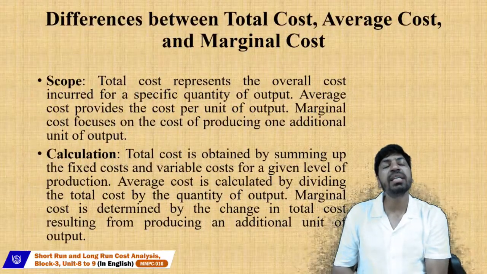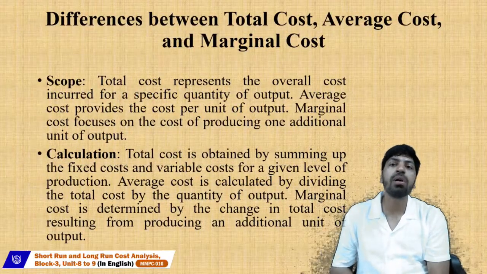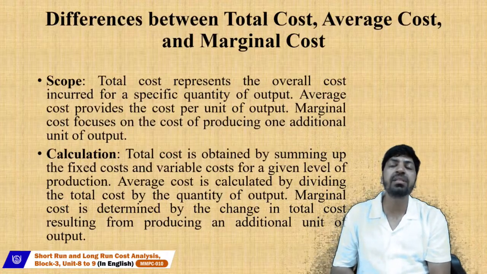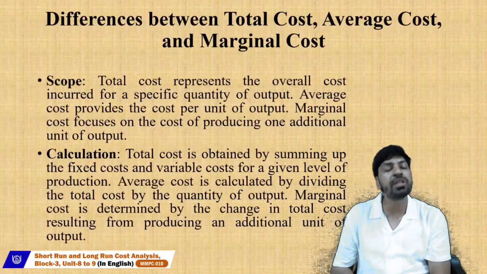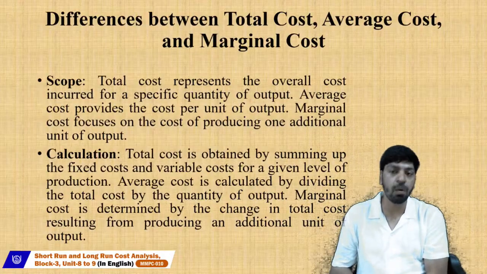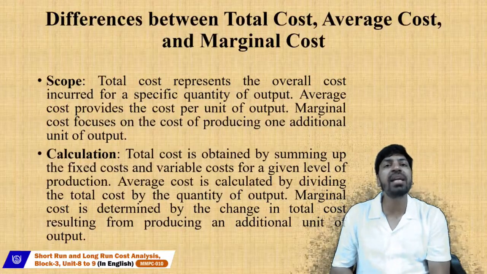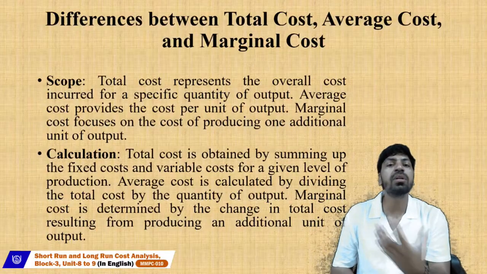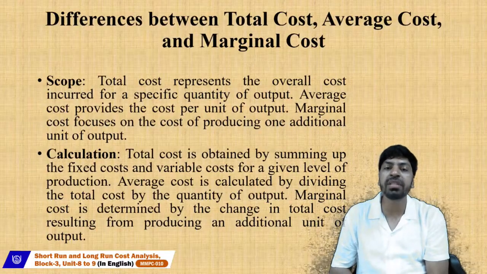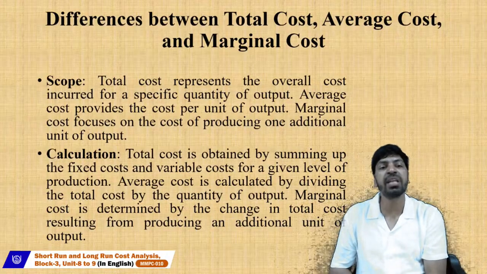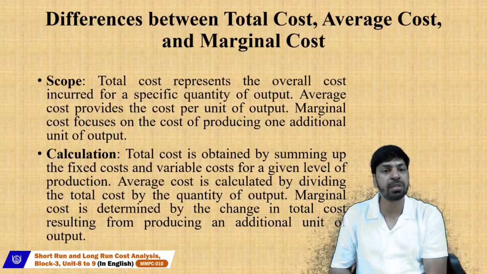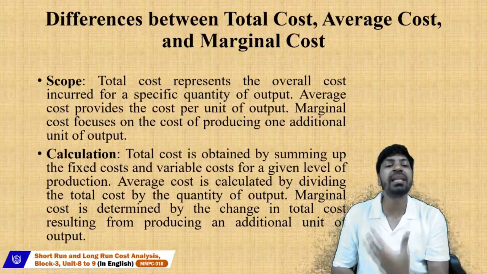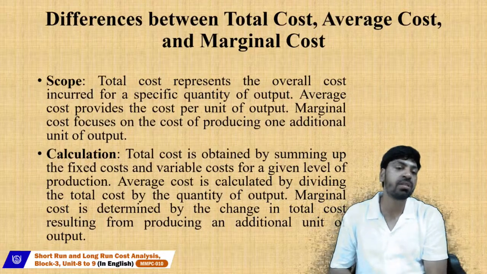Now let's see the difference between total cost, average cost, and marginal cost. Total cost represents the overall cost to produce a specific quantity of output. Average cost provides the cost per unit of output, that means the total cost divided by the quantity of output. It becomes the average total cost or average cost. Marginal cost focuses on the cost of producing one more unit of output.